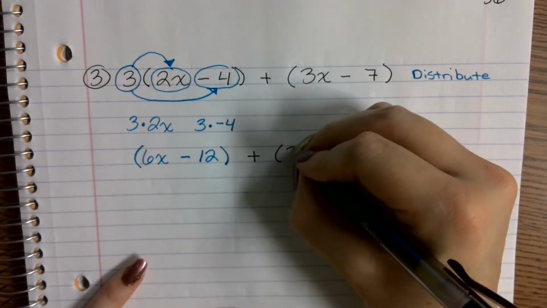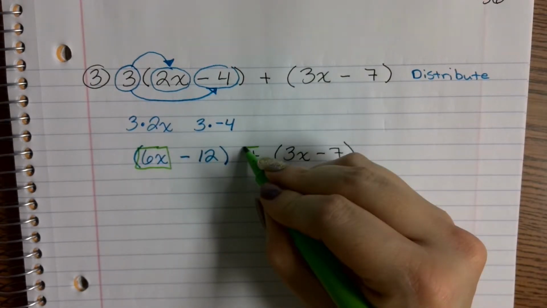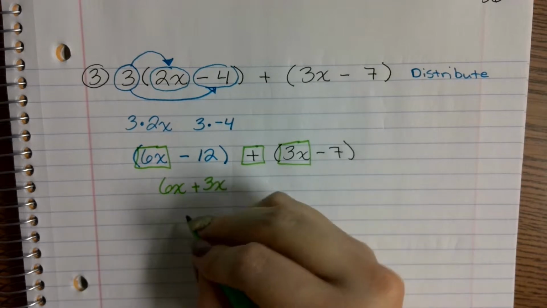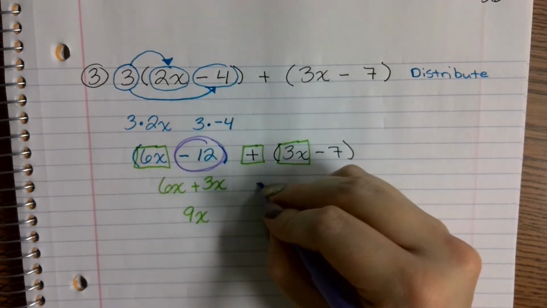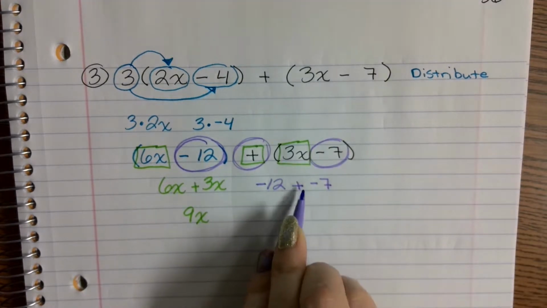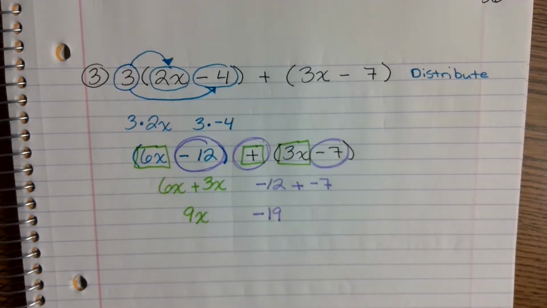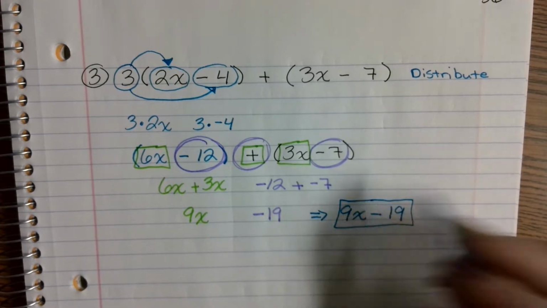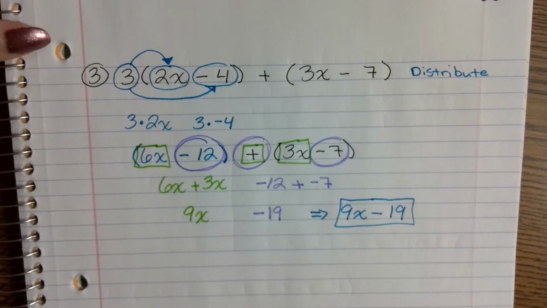Now I can focus on adding that 3x minus 7 by combining those like terms with addition. So we're going to do 6x plus 3x. What is 6x plus 3x going to give us? 9x. Then we've got negative 12, and we are adding a negative 7. So what's negative 12 plus negative 7? Negative 19. Good. So there's our final answer: 9x minus 19.